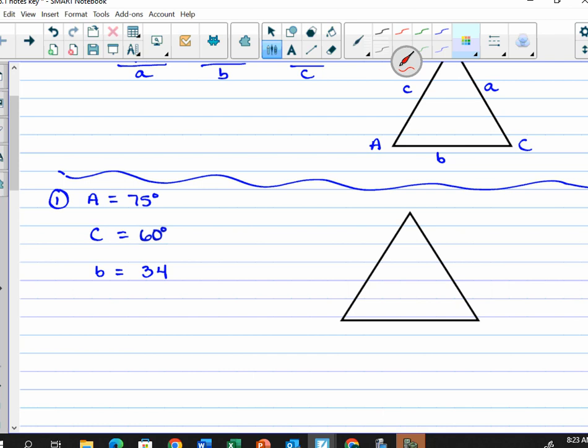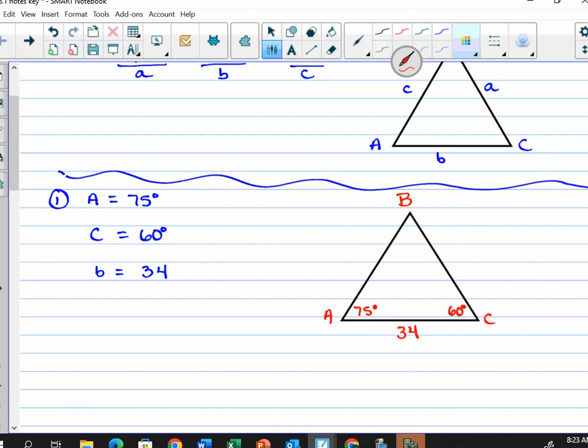It does not matter where I put the A, B, C. I'm going to go A down here, and I know that's 75 degrees. I'll put B at the top. I don't know angle B. I do know side B, though. That's 34. And angle C is 45 degrees. We know things, right, guys?